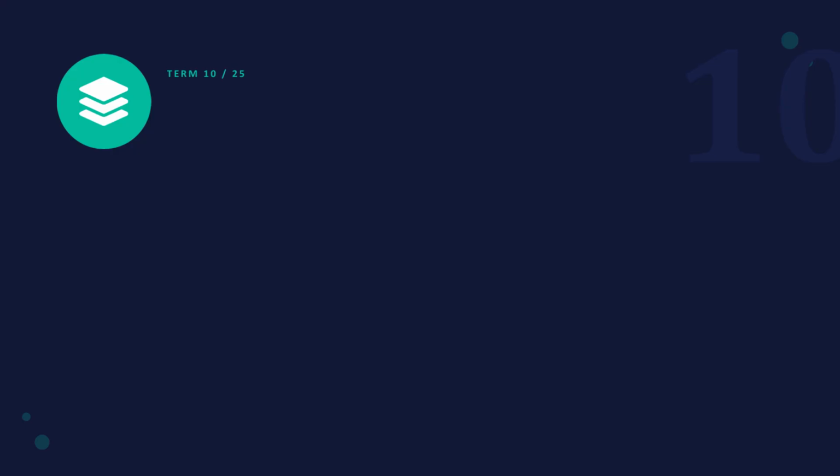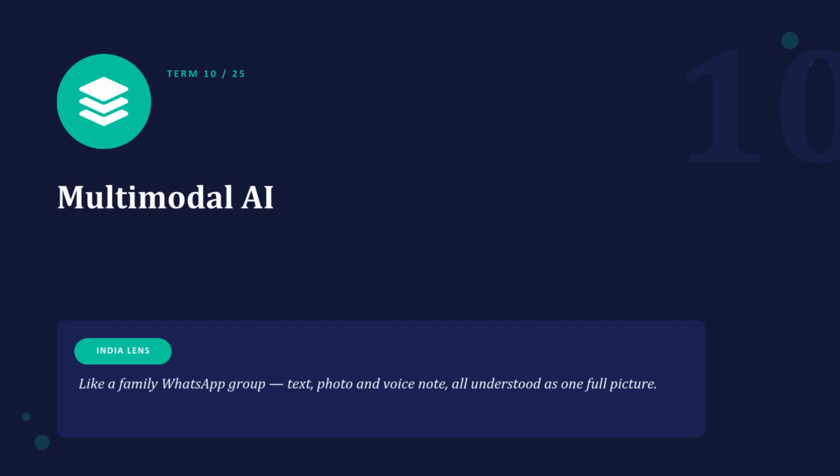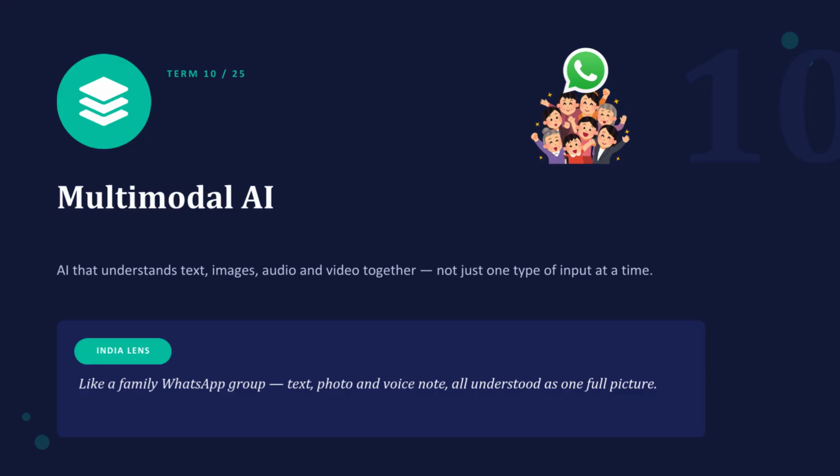Tenth is multimodal AI. Think of it as a typical family WhatsApp group. Someone sends a text message, someone sends a photo of a dish, someone sends a voice note complaining about traffic, and everyone in the family understands the full picture, combining all three. Multimodal AI works the same way. It can understand and process text, image, audio, and video together, not just one type. That is how you can now show ChatGPT a photo of your fridge and ask, what can I cook tonight? It sees the image and reads your text question together.